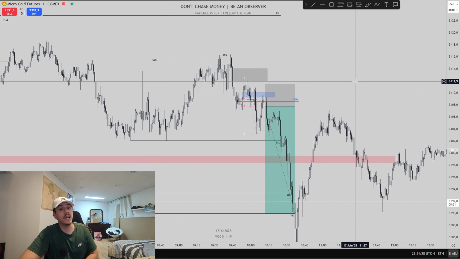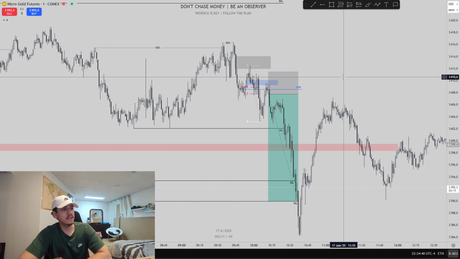It was a very good trade. I followed my rules, my plan. I was patient, and I waited to see my setup. I took this setup, I took the trade, and it was a very good trade. So I'm very satisfied with this.